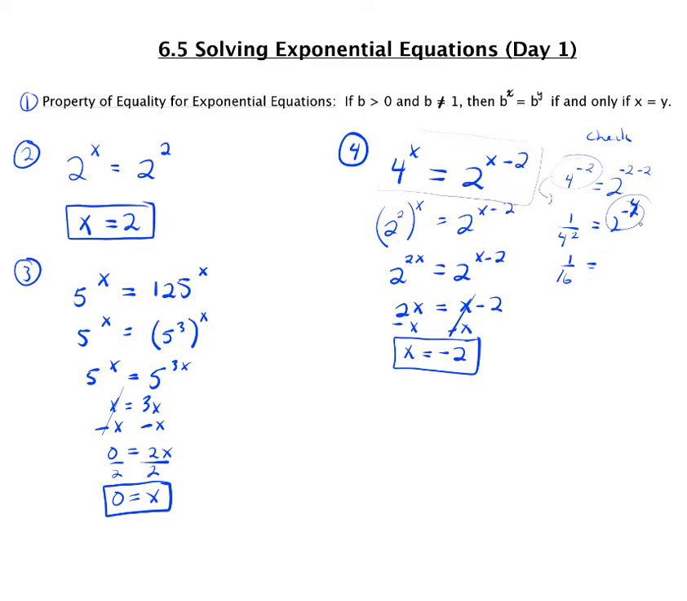And we'll move this negative exponent into the denominator to make it a positive exponent. So 2 to the fourth power would be 4 times 4. That would be 16. So it does check out.